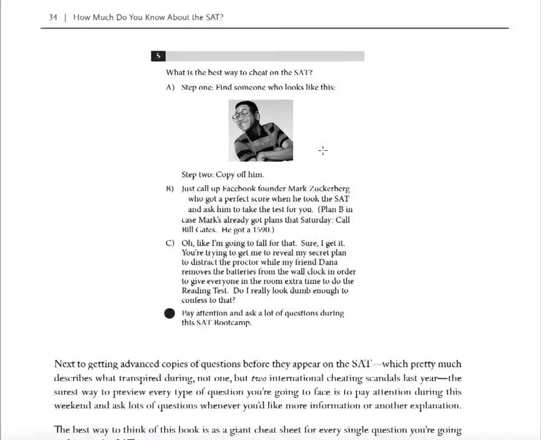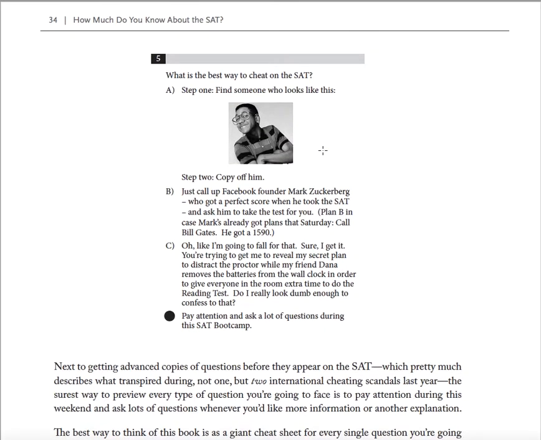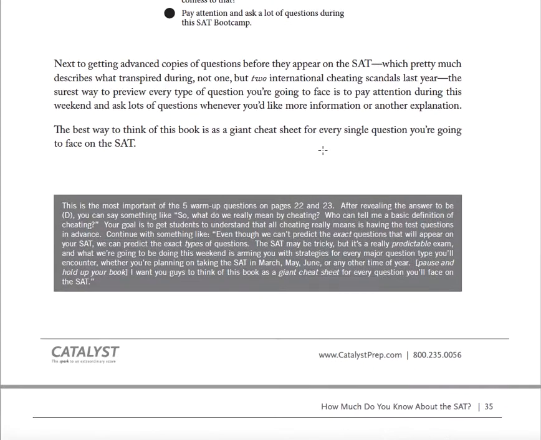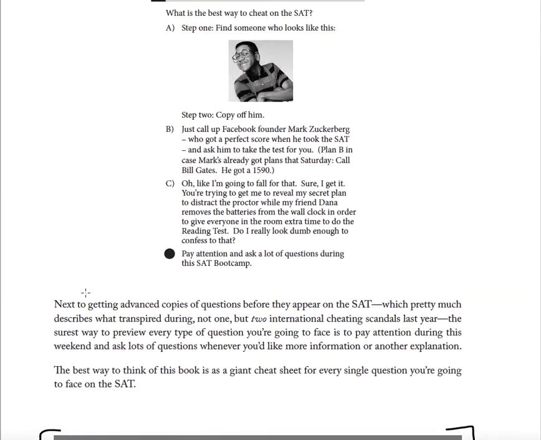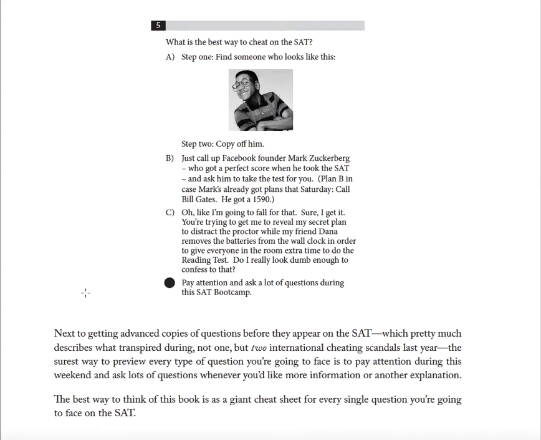And then we have our final question here, question number 5. This is really the most important of the 5 questions, as it says here in the teacher edition notes. For this question, you don't even have to really reveal the answer here is D. What you want to do is say to students, let me ask you a question. What do we really mean by cheating? What do we mean by that? Really what you want to do here is get students to understand that what cheating really is, is knowing the questions that you're going to be asked in advance of the actual test.